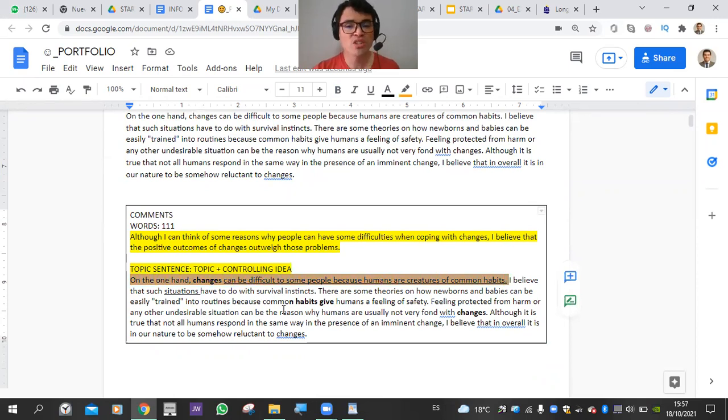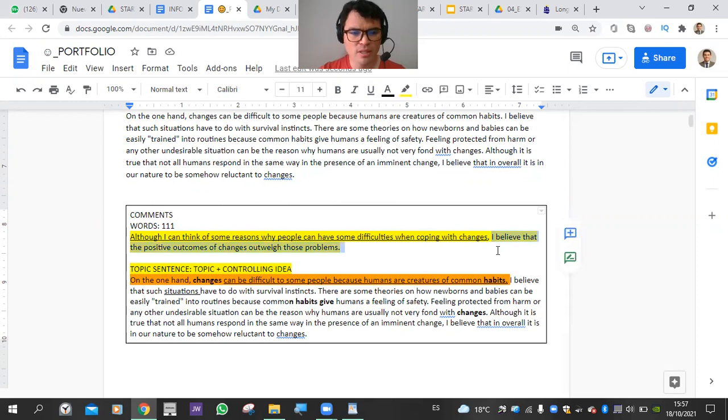And here, which one is her first main point in orange? On the other hand, on the one hand, change can be difficult, okay, to some people because humans are creatures of common habits. All right. Although I can think of some reasons why people can have some difficulties when coping with changes, I believe that the positive outcomes of changes outweigh those problems. Okay, so what is she doing here in this paragraph? In this paragraph, she's talking about the difficulties in this orange paragraph. Okay, so the difficulty may be to change your habits. Maybe that's what she means, right?